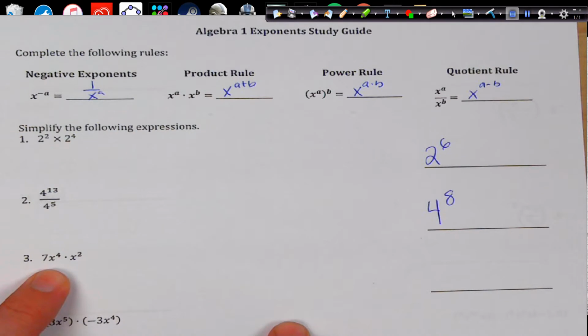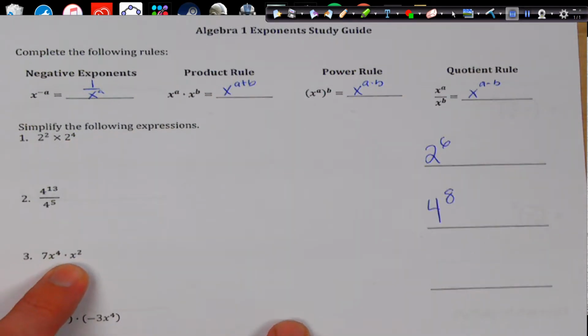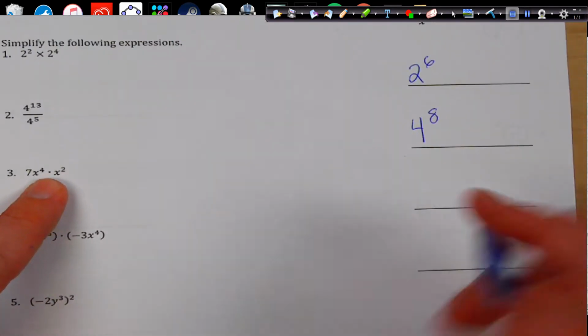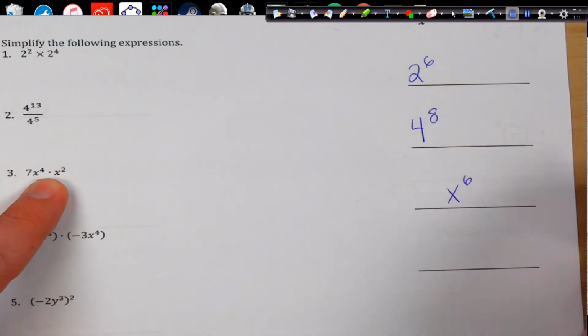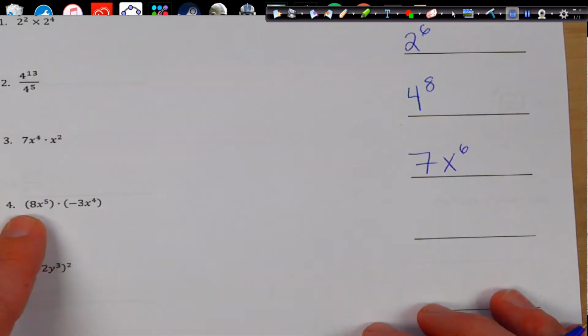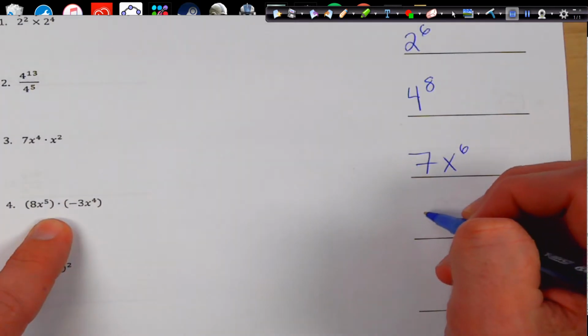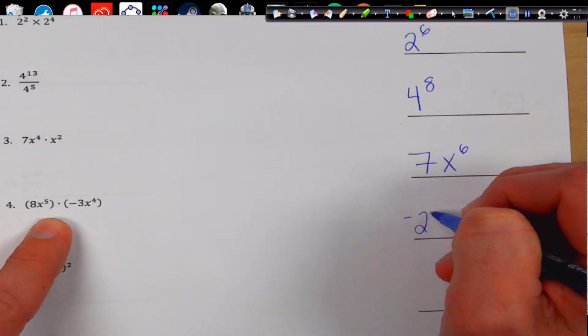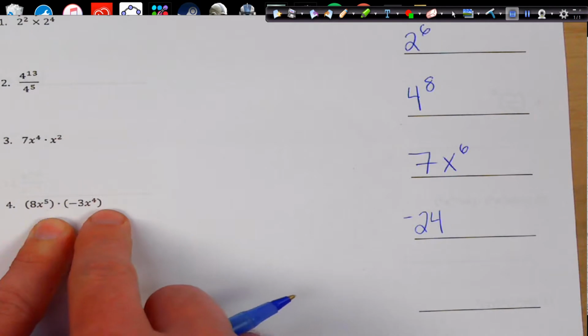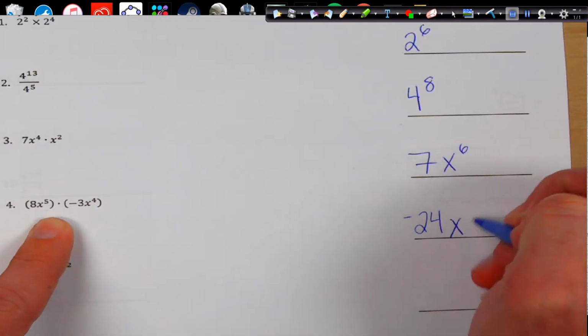Next, we have 7, x to the 4th, x squared. X is the same base. We're going to get x to the 6th power. We're adding them, and the 7 just stays. 8 times negative 3, we multiply those together, which gives us negative 24. And 5 and 4 added together because they have the same base, which gives us 9.